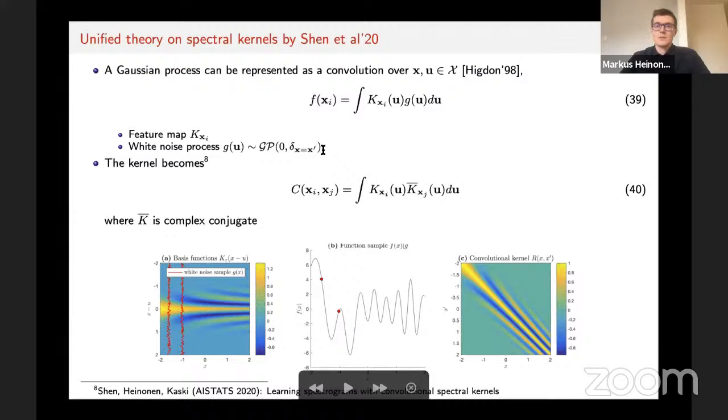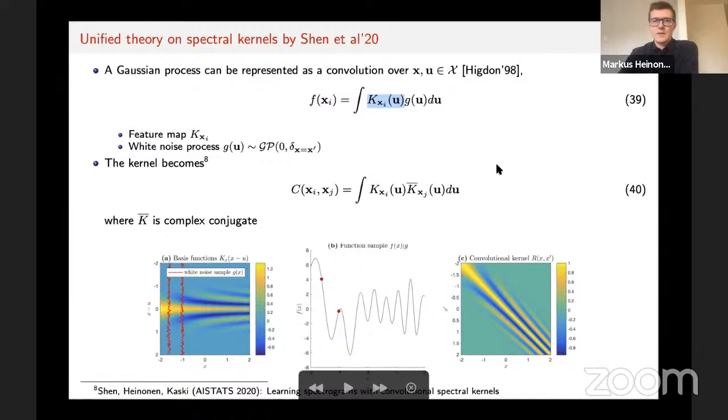a Gaussian process with a Dirac kernel, with some feature map k, this now becomes like a colored Gaussian process, so it's not a Dirac kernel anymore. And then just by definition, you also can solve the kernel function of such convolution processes, which then becomes a convolution over a product between two feature maps. And then we have a complex conjugate here just to make sure that the math works out.